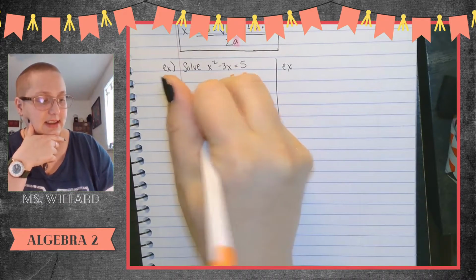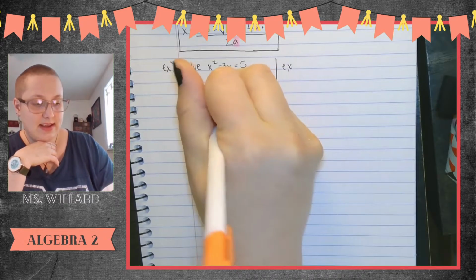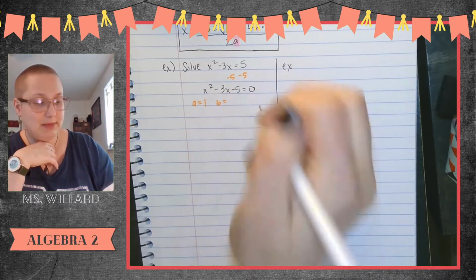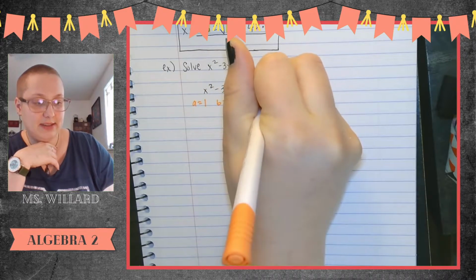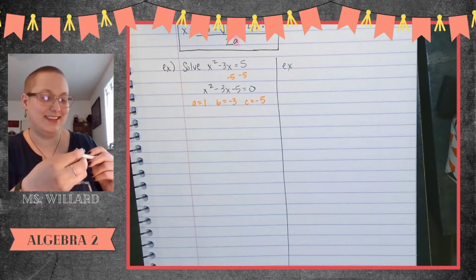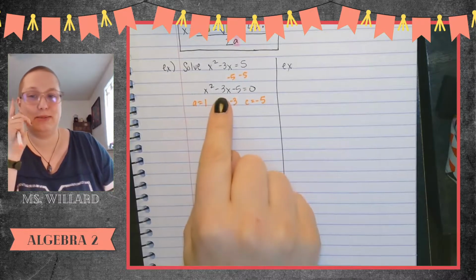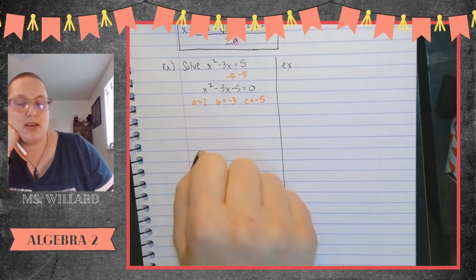In this case, if there is no a value, we use 1. If there is no b value, we use 1, but it's negative 3 in this case. And if there's no c value, we use 0. I can do this, I promise. If there's no b value, but there is no x as well, then b is 0. So that could be one or the other.